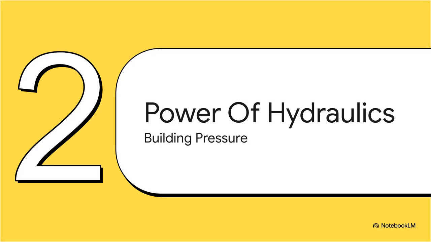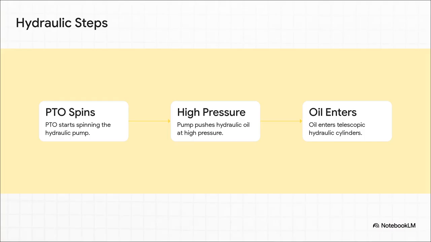Section 2, the power of hydraulics. Things are about to speed up here. This right here is where mechanical rotation becomes raw, heavy lifting power. The speed and energy within the truck's internal systems are rapidly building up now. First, the PTO starts spinning that hydraulic pump. Then, that spinning pump aggressively shoves hydraulic oil at an incredibly high pressure. And finally, that highly pressurized oil is forced directly into the telescopic hydraulic cylinders.